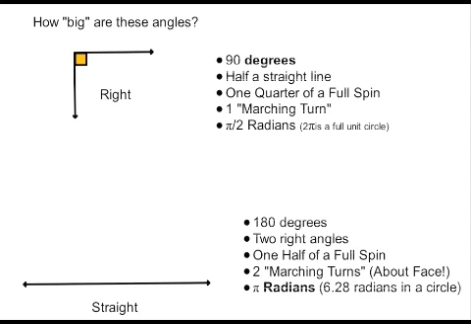Now for a straight line, that's 180 degrees, or you can think of it as 2 right turns. We could measure everything in terms of right angles or right turns. It's 1/2 of a 360, or a full spin around. It's 2 what you would call marching turns, so it's right face, left face, or about face. And finally, if we measure it in terms of radians, once again, 2 pi or 6.28 radians make up a full circle. So halfway around the circle, or a straight line, is just pi radians, or 3.14 approximately.